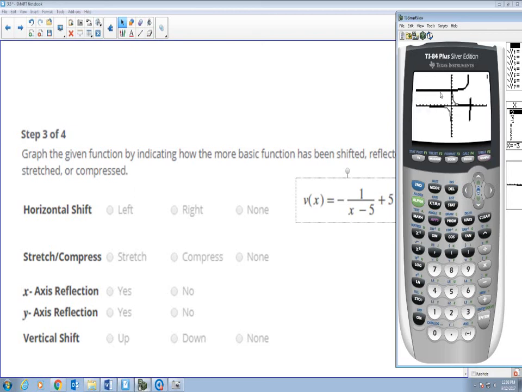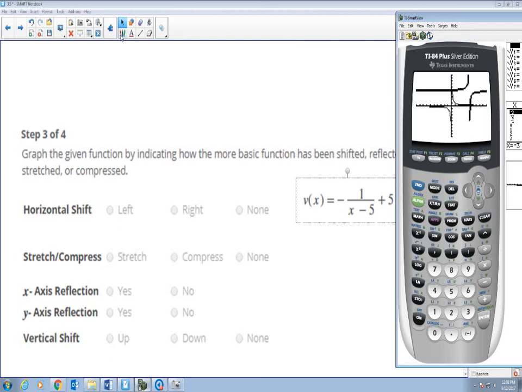Alright, this is the second one. There we go. This part right here is the same part as this part right here. So this thing has shifted to the right and up 5. Okay. This part normally is right here, but it has been flipped about the x-axis.